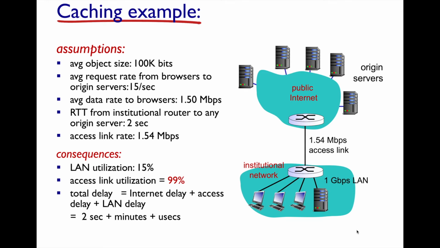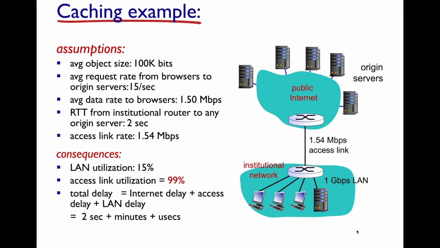And because that is so close to being completely filled, utilizing all the bandwidth, we're going to have a large delay because those router queues are going to start to fill up, right? So 99% is very close to fully saturated, and you're going to see delays on the order of minutes to send data across the access link to the institution.